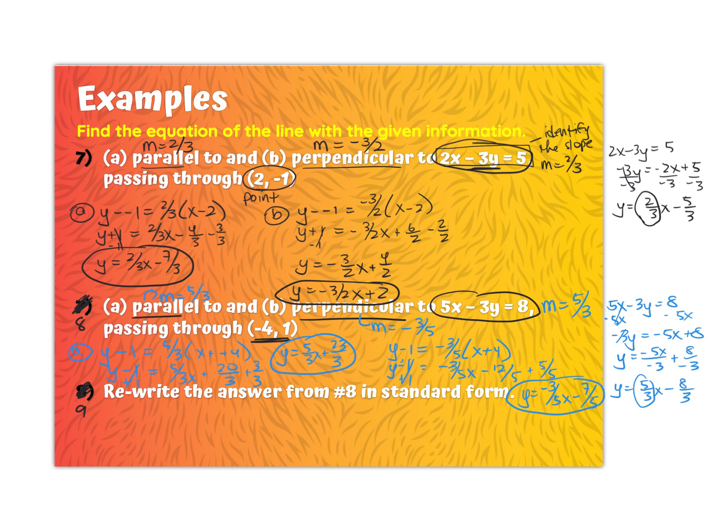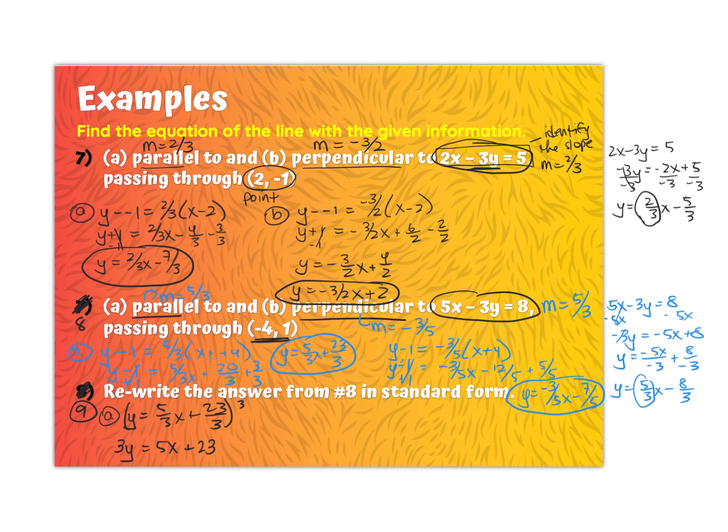Now, the last step here in number 9 is to rewrite the answer from 8 in standard form. Now, there were 2 answers, so I'm going to do both. So I'm going to take the first answer for A, and I got y equals 5/3 x plus 23 over 3. Well, if I want it in standard form, I can't have any fractions, right? And x has to be positive. So I'm going to start by multiplying this whole thing by the LCD of 3. That'll give me 3y equals 5x plus 23.